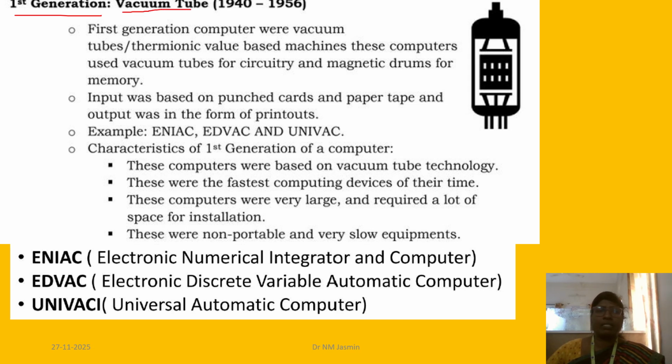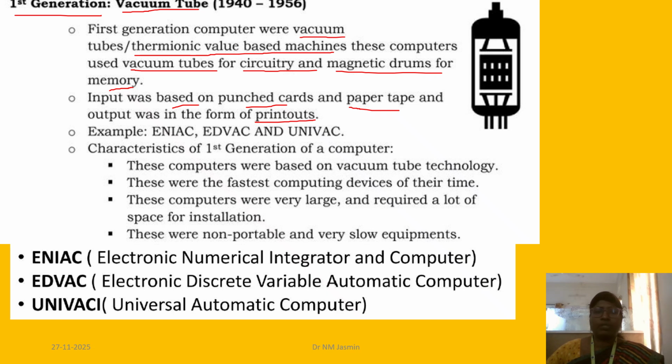This can also be called the vacuum tube generation, if you take the 1940 to 1956 period. The first generation computers were totally vacuum, and we can also say thermionic valve-based machines. These computers used vacuum tubes for circuitry and also magnetic drums, especially for memory. The input was based on punched cards and paper tapes, and output was in the form of printouts.